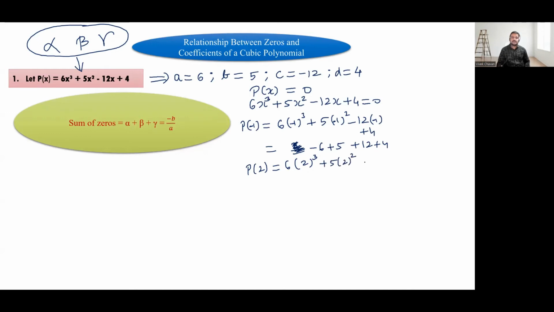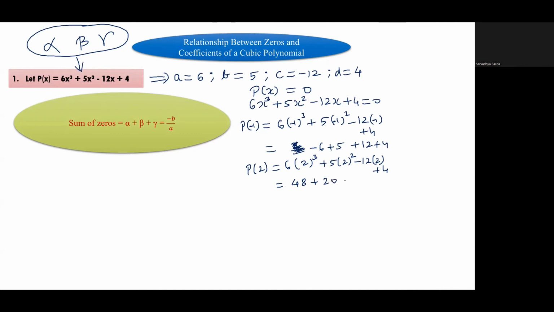Yes, Sarvadnya, you carry on. Don't stop. Yes, sir, I am also solving that. You can tell me here on the screen. I will do it for you. 12 into 2. So 2 cube is 8, 6 times 8 is 48. Yes. Next. 48 plus 20 minus 24 plus 4. Again, we are not getting 0 here.